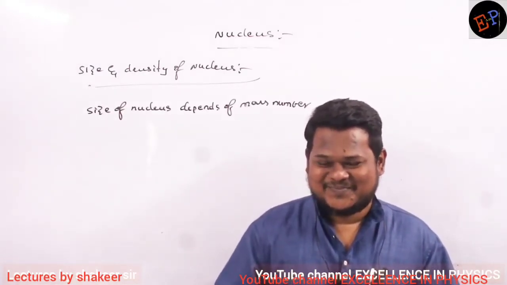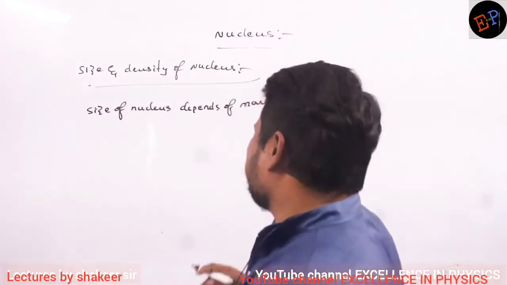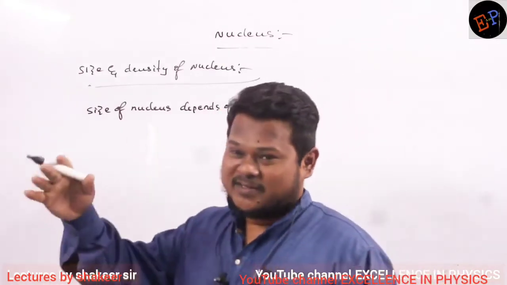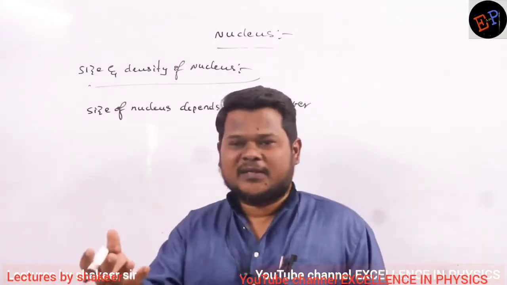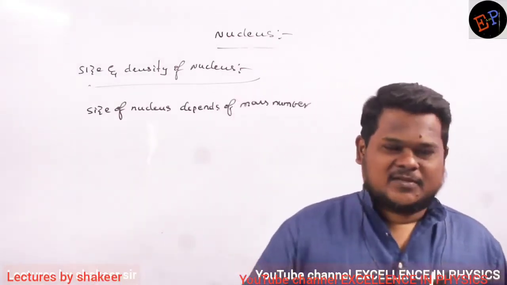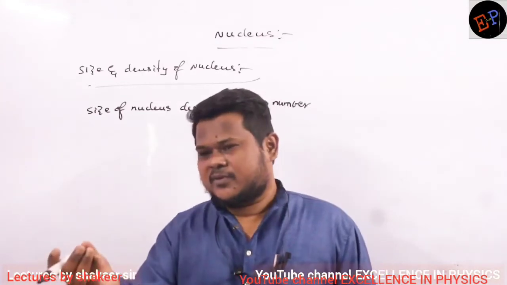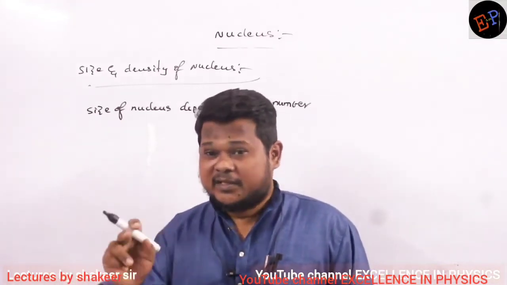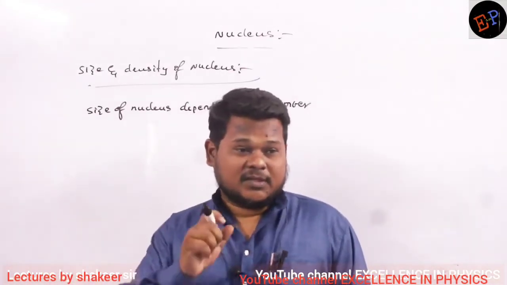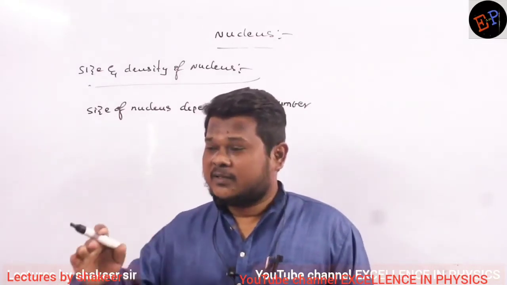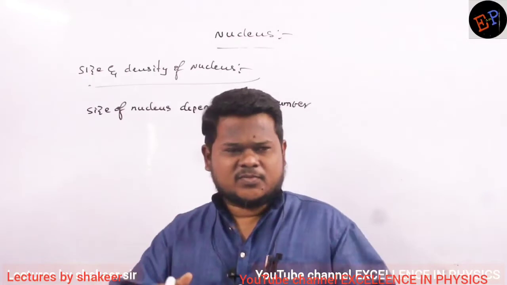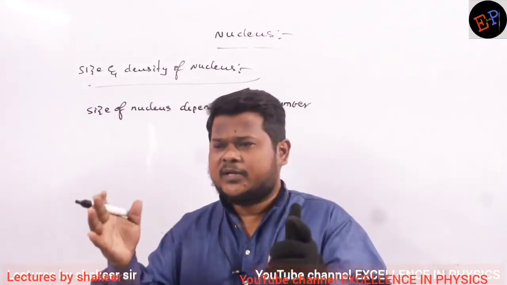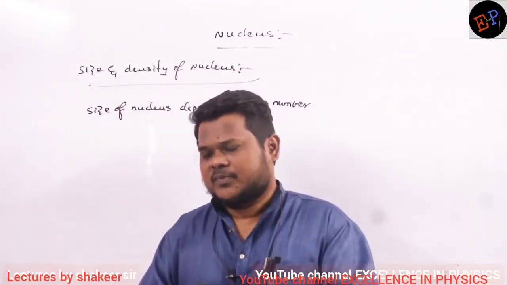No problem. Okay. So see, as atomic number increases, the number of neutrons will be greater than the number of protons. For example, if you take zinc, 30 protons are there, but the number of neutrons is greater than 30. Are you able to understand? Because as the number of neutrons increases, the stability of that nucleus also increases. Are you able to understand?